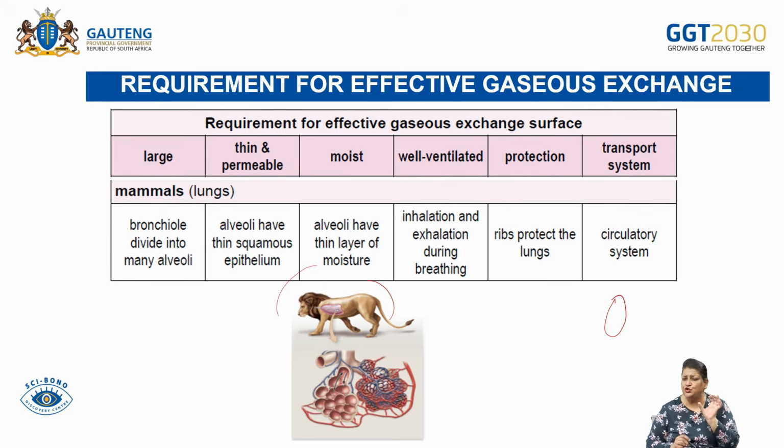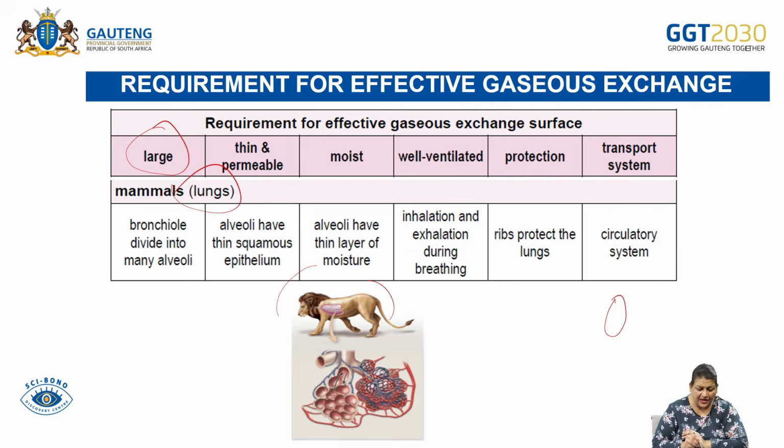That surface is going to be too small to supply oxygen for the number of cells that we have. So we as mammals need a special respiratory system, which is the lungs. Okay, so now how are the lungs in a human or in a mammal going to satisfy the 5 requirements?